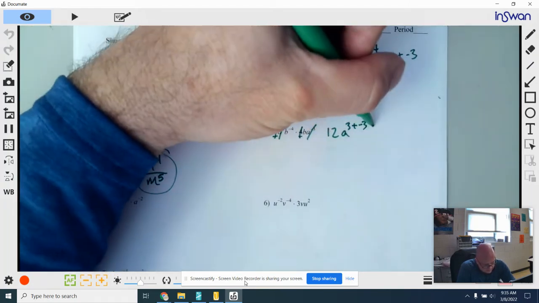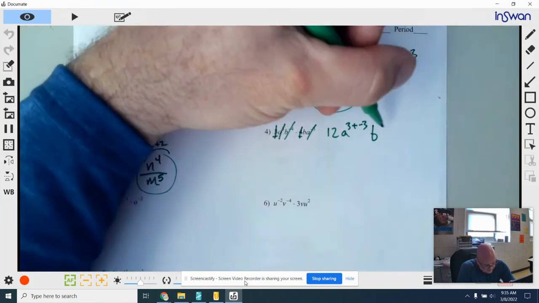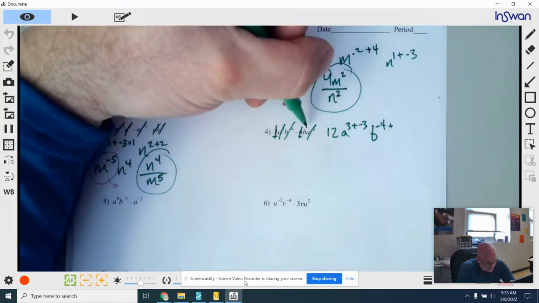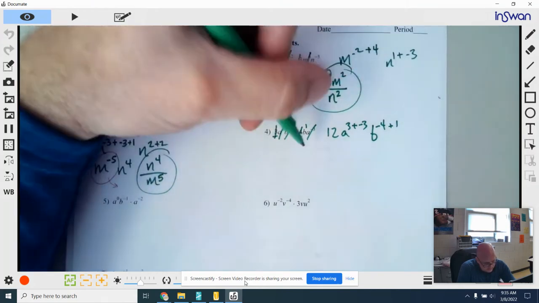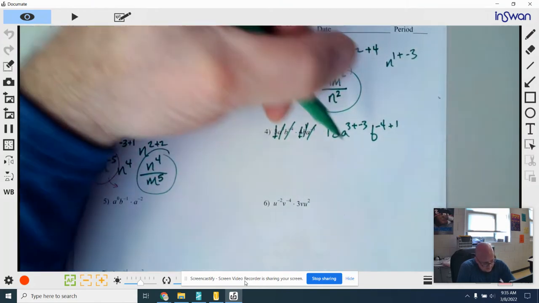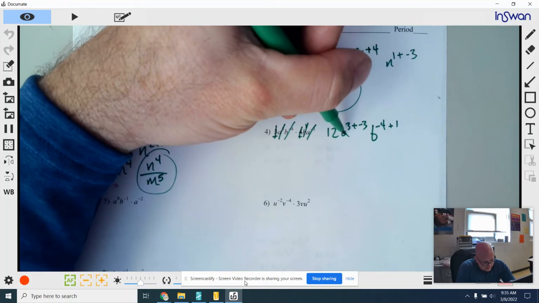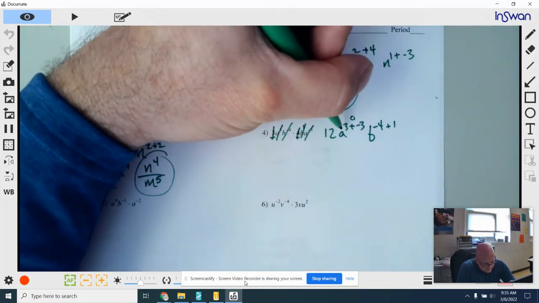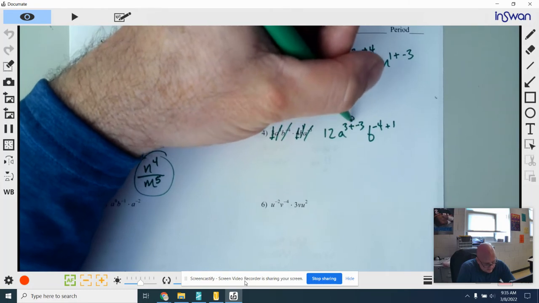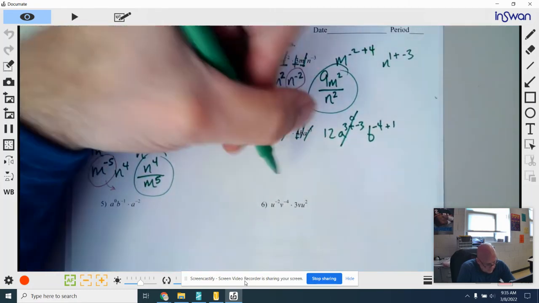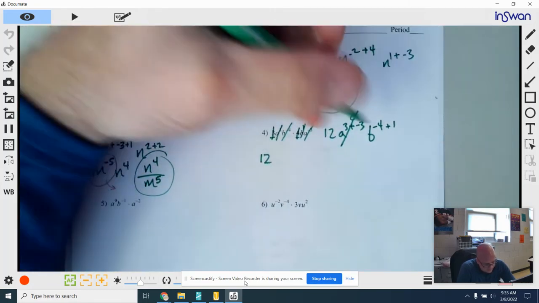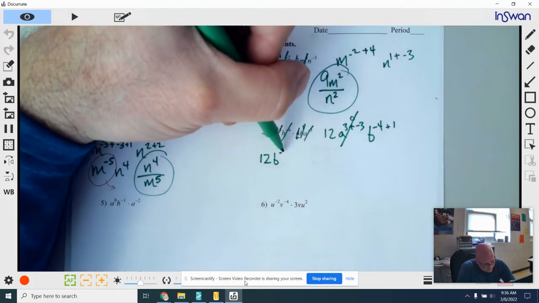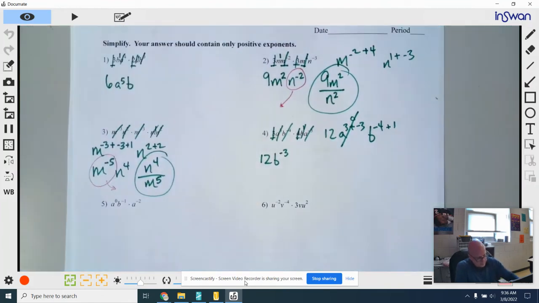And then look at my b's. You got negative 4 right there, plus that 1. Okay, so cross that off. All right, simplify it. So a 3 plus negative 3, well, that's just going to equal 0. And we know if anything is 0 power, that just falls off. So that doesn't even matter. So I got 12. And then b, negative 4 plus 1 is negative 3.